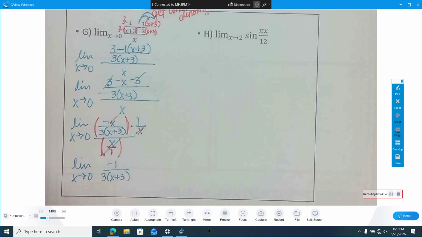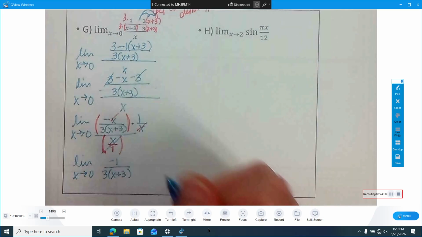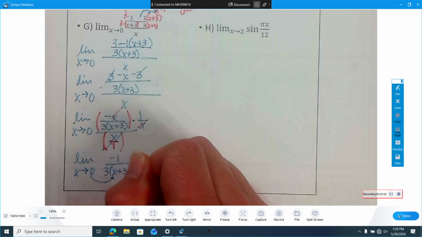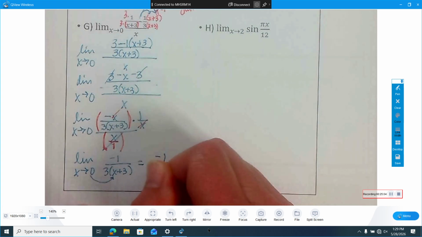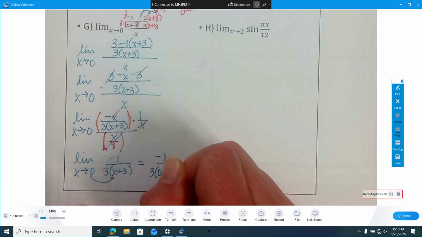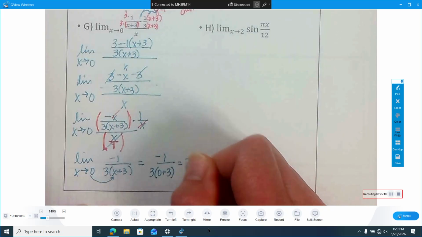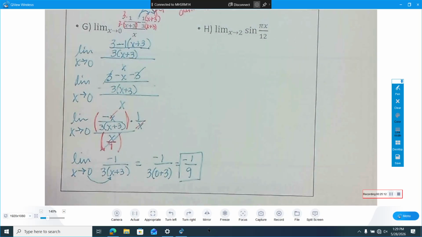Now we've cleaned it up. Now we can do some direct substitution. So now I can go ahead and plug in my 0. Negative 1 over 3 quantity 0 plus 3, which is negative 1/9.